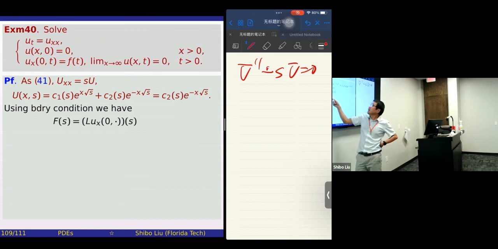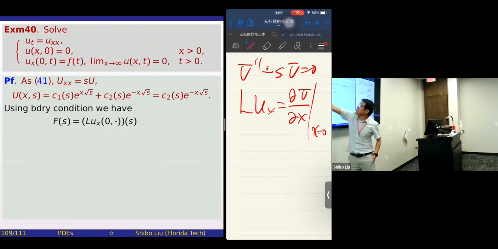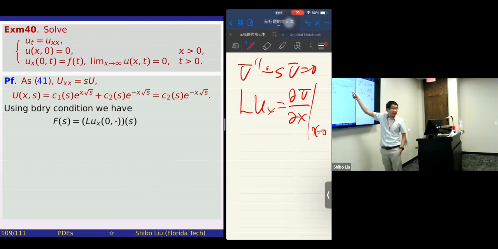Okay? But what is this? So you need u_x. u_x is the partial derivative of u with respect to x, then x equal to 0, because here your x is 0. So you need to compute the partial derivative of u with respect to x. You need to take the derivative of this u with respect to x.